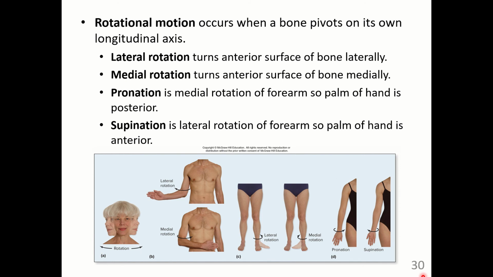Pronation and supination go together, and they include the medial rotation of the forearm, so the palm of the hand is posterior, and then the lateral rotation of the forearm, so the palm of the hand is anterior. So when the hand is posterior, it is pronated. When the hand is anterior, as in anatomic position, it is supinated.